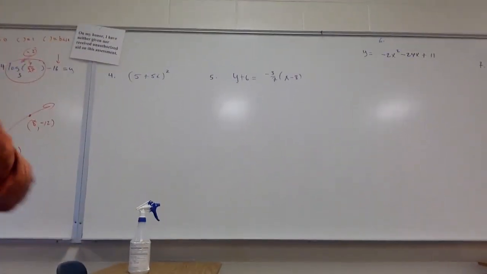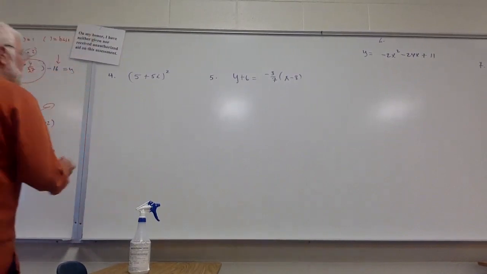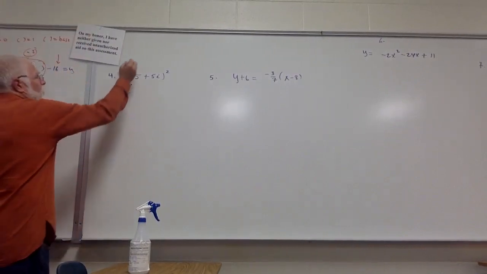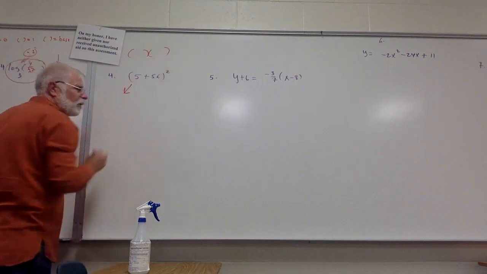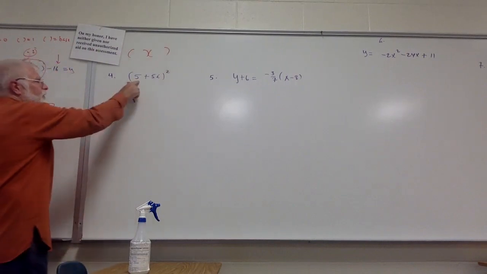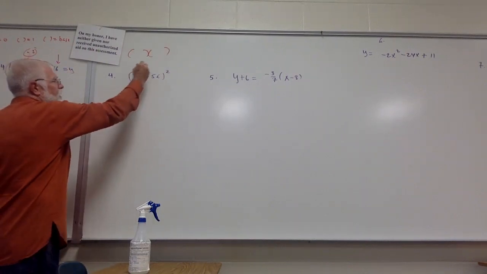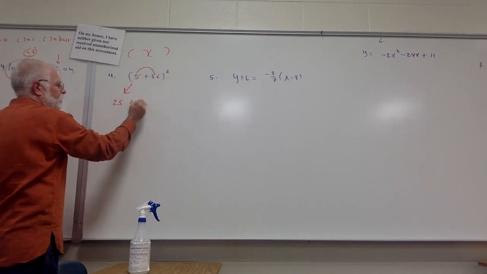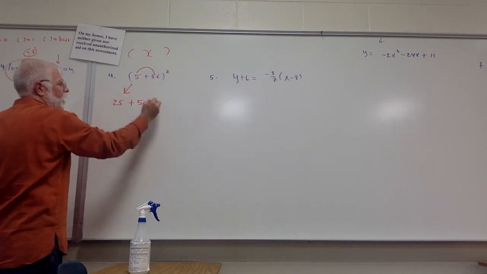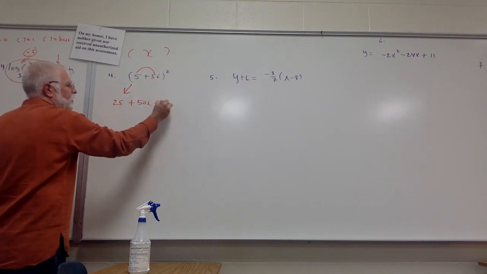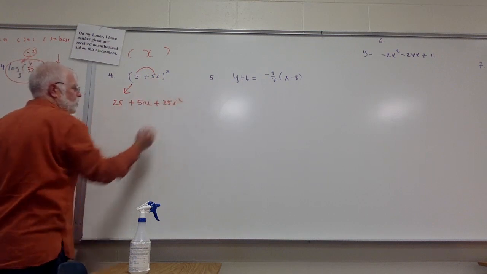All right? So how do I do (5 plus 5i) squared? I could do parentheses times parentheses, but we're trying to see what the answer is. 5 times 5 is 25. 5 times 5 is 25. I got to double that. That's 50i. A positive squared is a positive. 5 times 5 is 25, and i squared is i squared.